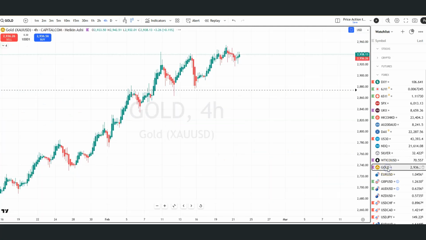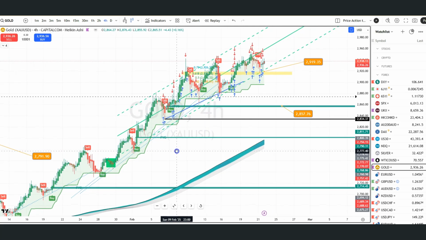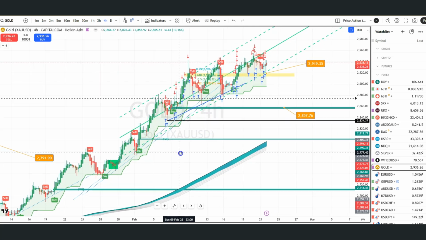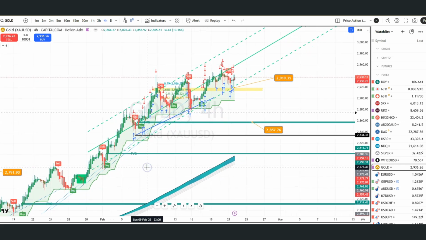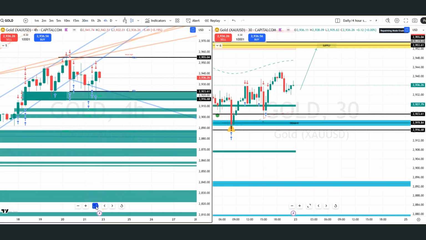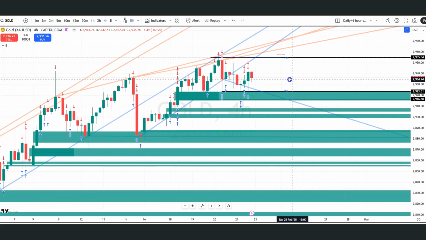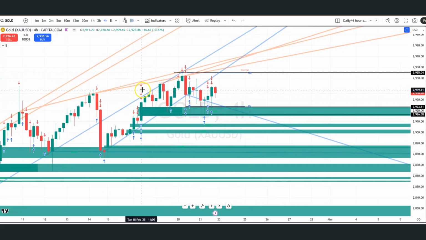Now, gold's been rallying and it's still bullish. So we do expect more buying opportunities as soon as Monday. But I'm going to go into the 4-hour chart here just to give you a little bit more detail. And we've got some FVGs here on the 4-hour chart. We've taken them from the daily as well.